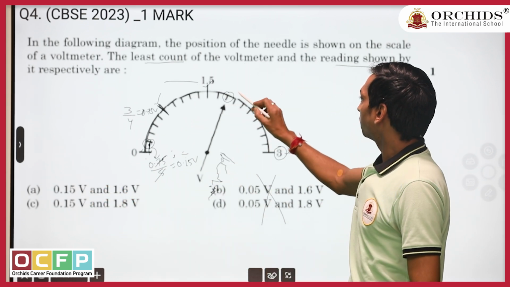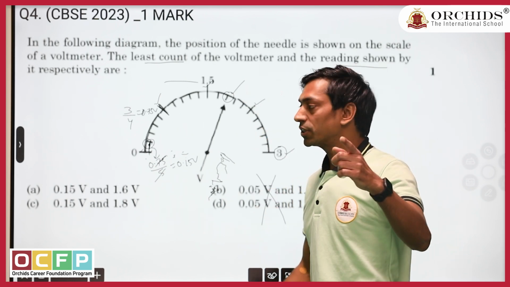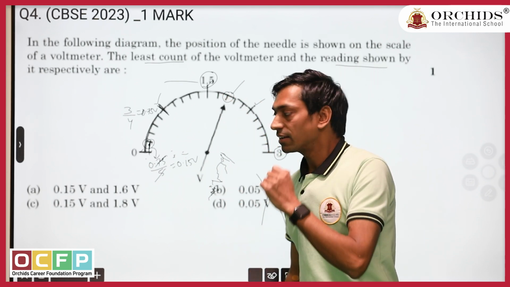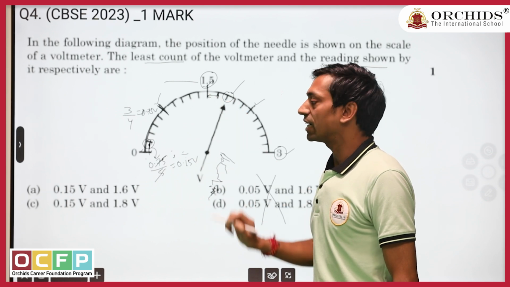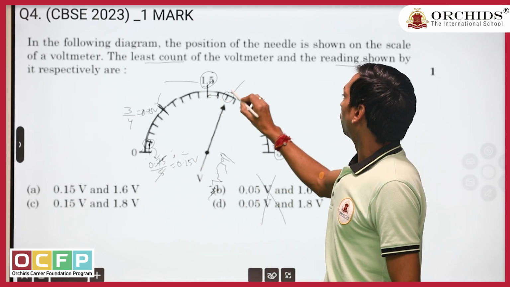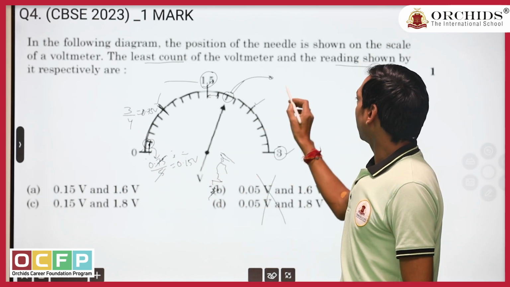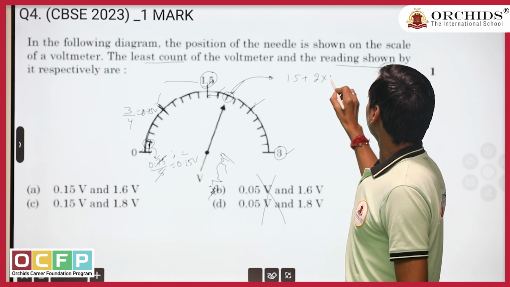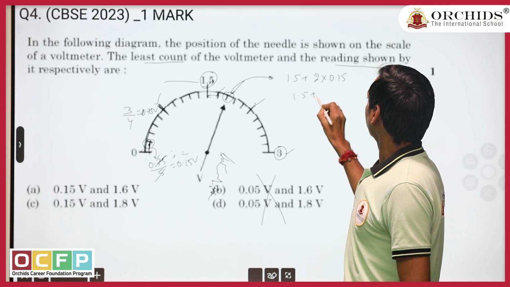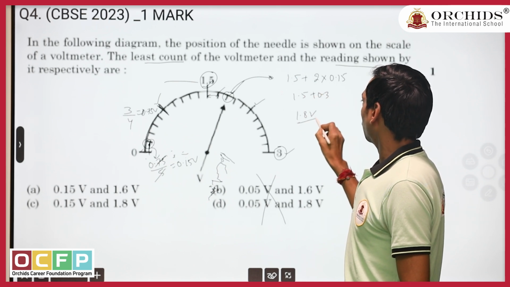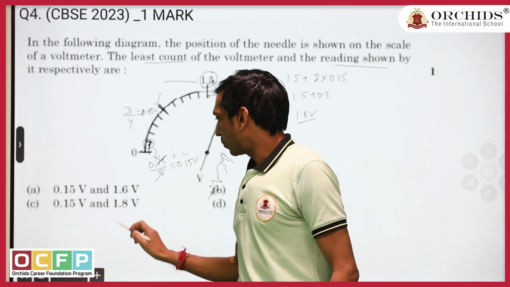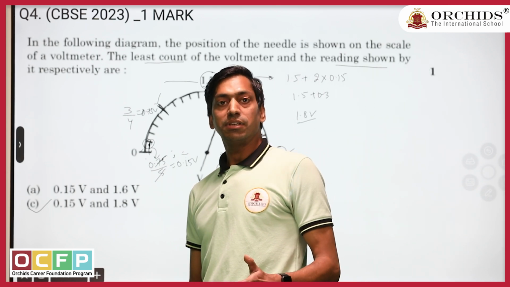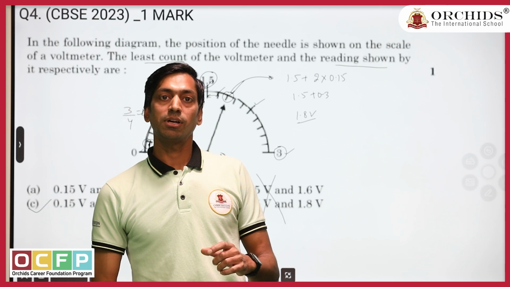Now the second thing we have to find out, how much is this value. So we know that till this point it is how much? 1.5 volt. Now, how many minor grids are there after that? 2. The value of each division is 0.15. So the voltage recorded by the needle is 1.5 plus 2 small divisions, so 1.5 plus 0.3, we are getting 1.8 volt. So right now the needle is showing how much? 1.8 volt. So answer is what? C.